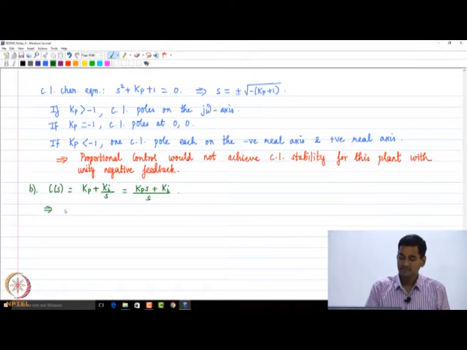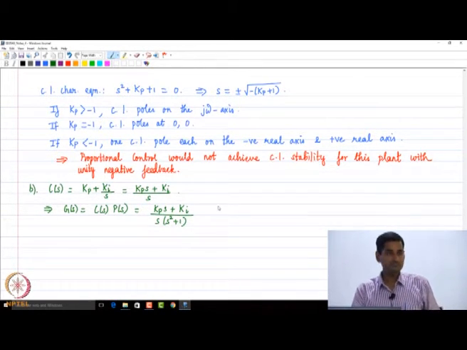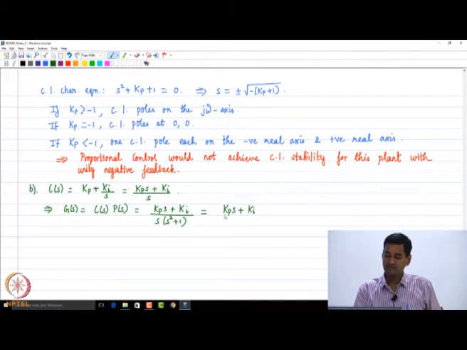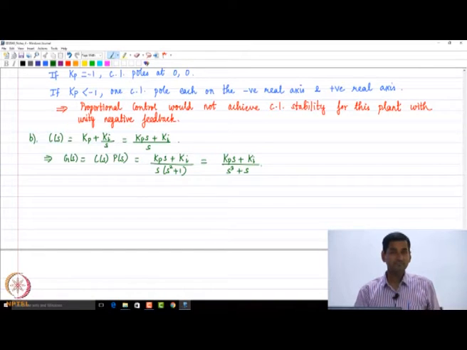So this implies that G of S, which is C of S times P of S, is going to be equal to Kps plus Ki divided by S times S squared plus 1, right? So this will give me Kps plus Ki divided by S cube plus S. Okay.